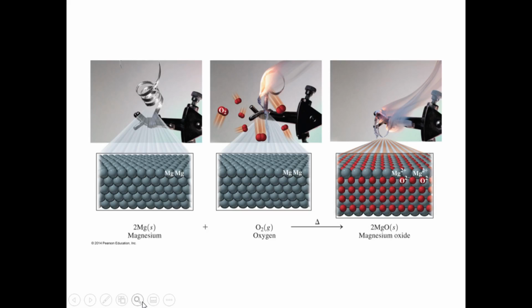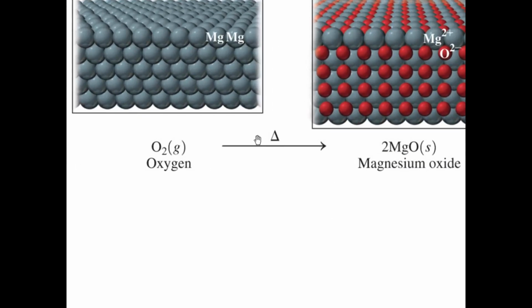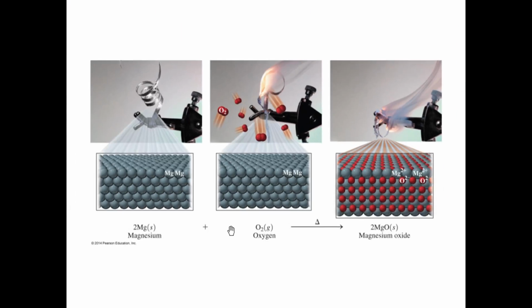If you look closely, there is this little symbol above the arrow right here. That is a capital Greek letter delta. Whenever you see a delta over an arrow, that means heat added. And so that's the energy required to get that reaction going.